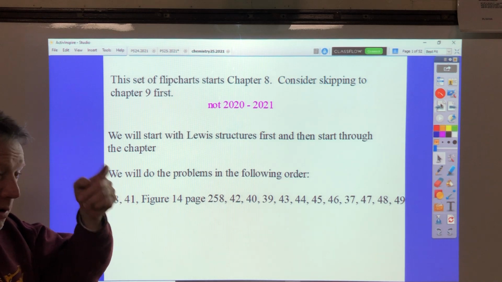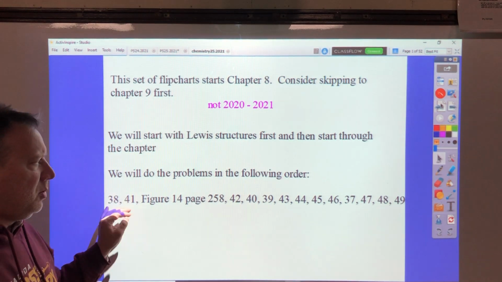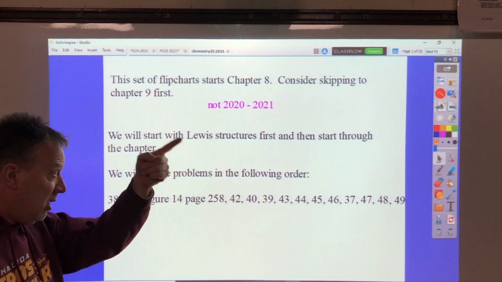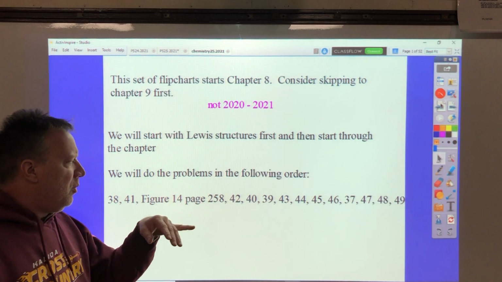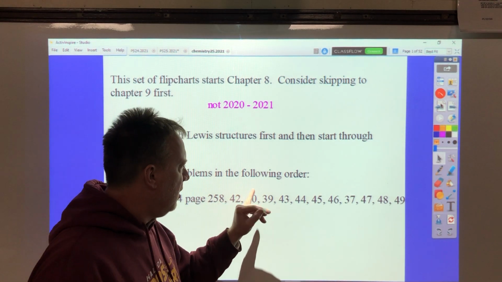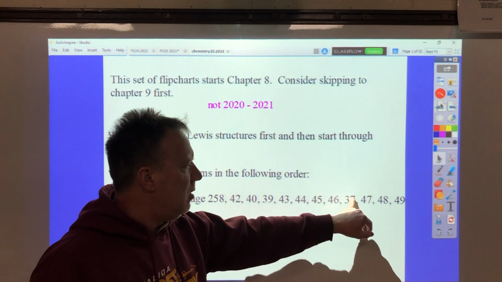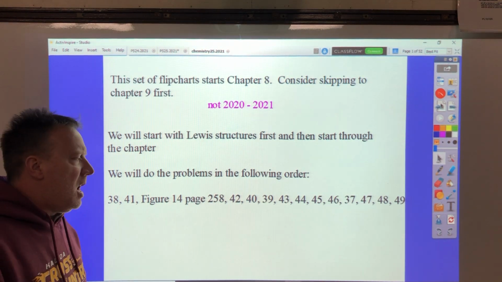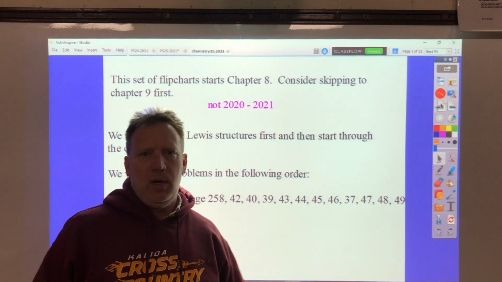I've only gone through this chapter once and I organized these last year, so maybe this will end up tweaked, but the order we're going to go through is this one, and it's in the following pages in the flip charts: 38, then 41, then figure 14, page 258, then 42, then 40, 39, 43, 44, and then on up to 49, other than 37 is here. The general reason for that is the problems start simpler here and they get more complex as they go this way.